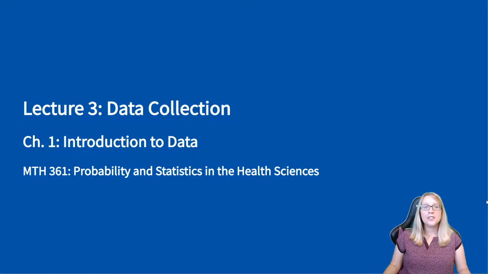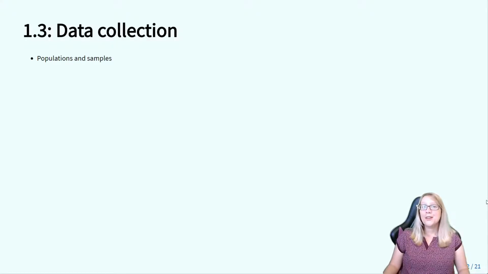Hey everyone! So in this video we'll talk a little bit about how we can collect data in the health sciences. So where does the data that we're going to analyze actually come from, and how do we make good decisions about how to collect data? In this video we'll talk about populations versus samples. What are the major differences between those? We'll also talk about some sampling methods, so how do we choose who ends up in our sample?